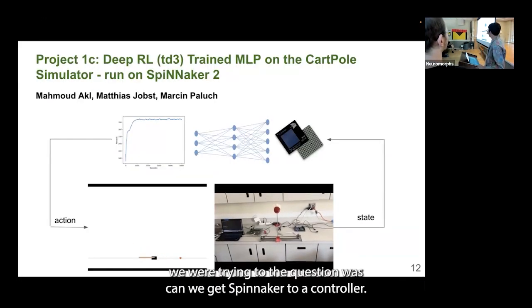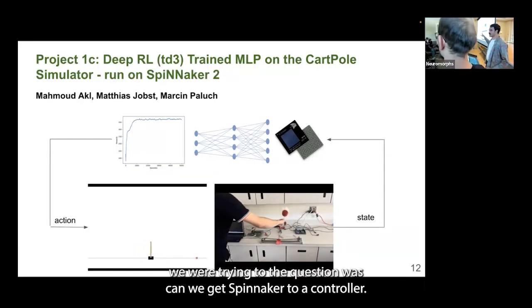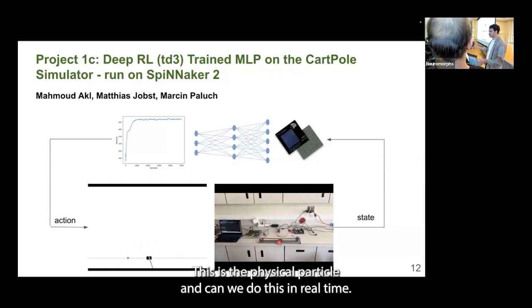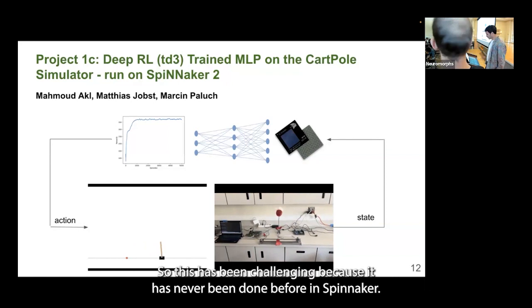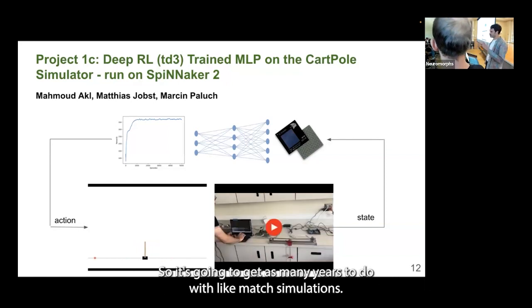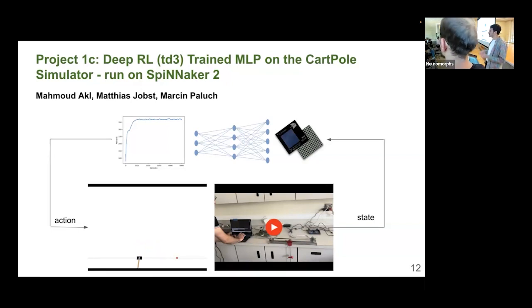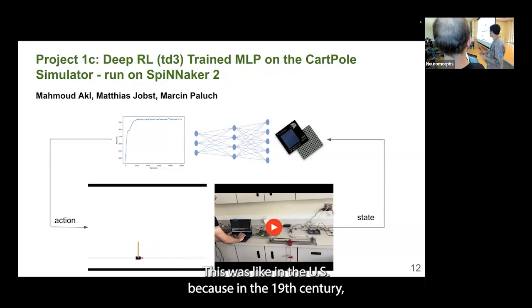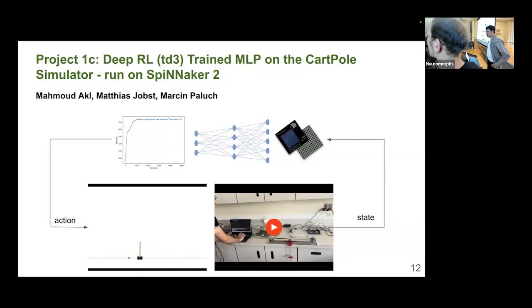Yeah, so in this project, the question was, can we get Spinnaker to control a real physical system, in this case, the physical cart pole, and can we do this in real time? So this has been challenging because it has never been done before on Spinnaker. Spinnaker has mainly been used to do batch simulations. You give an entire data set and then you get your results. So this was a new application on how to use Spinnaker 2.